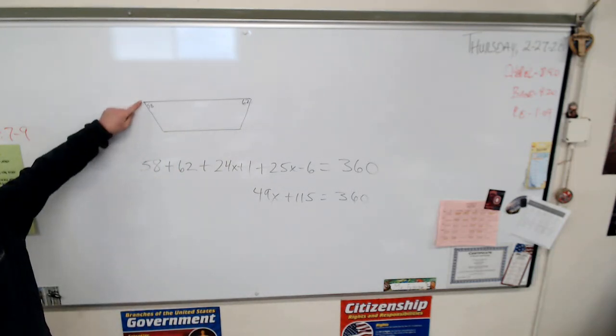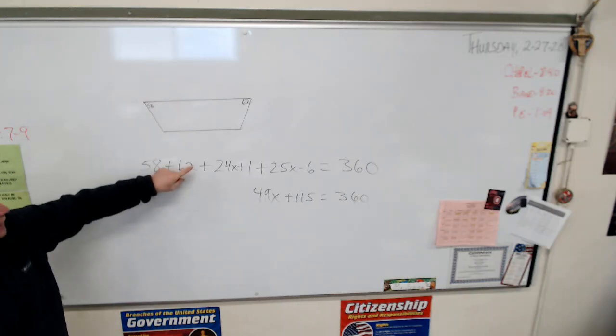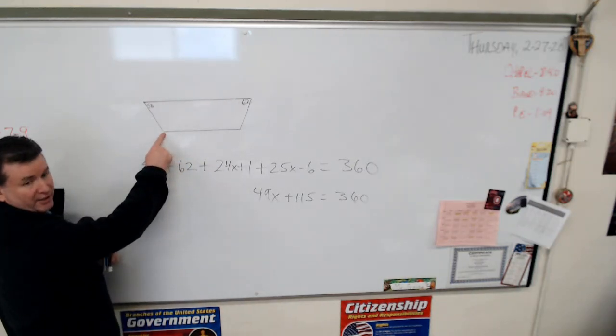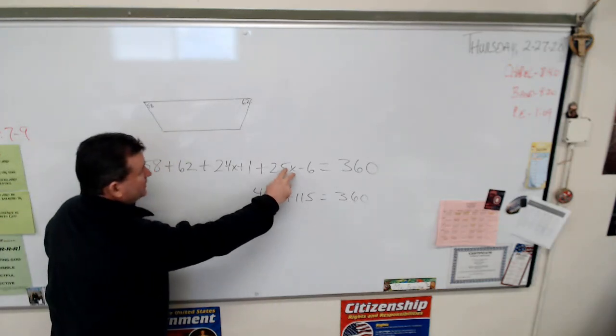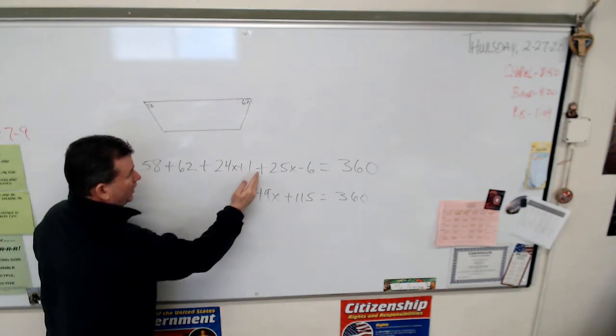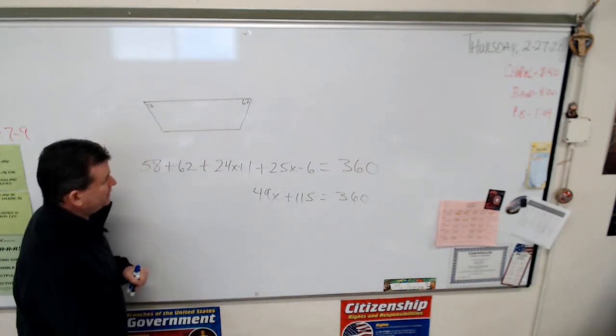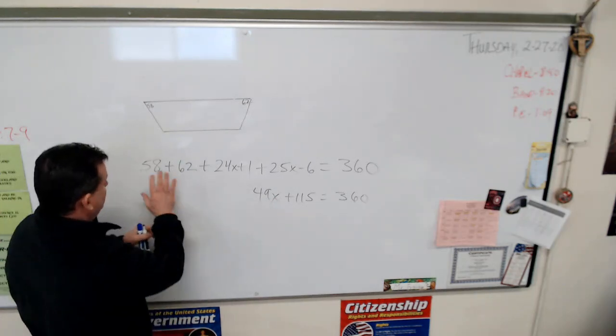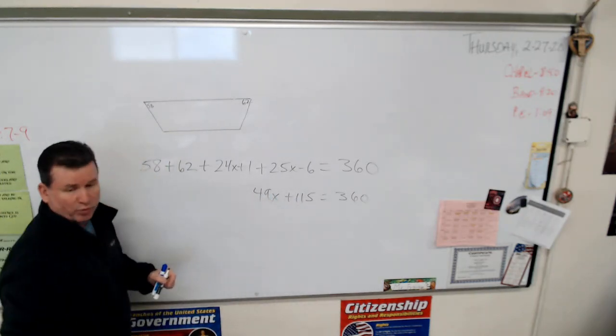58's the top left angle. 62's the top right angle. 24x plus 1 is what they said this is. 25x minus 6 is what they said that is. I know that if I add them all up, my total has to be 360. I combine the x terms, got 49. I combine the constants and got plus 115.